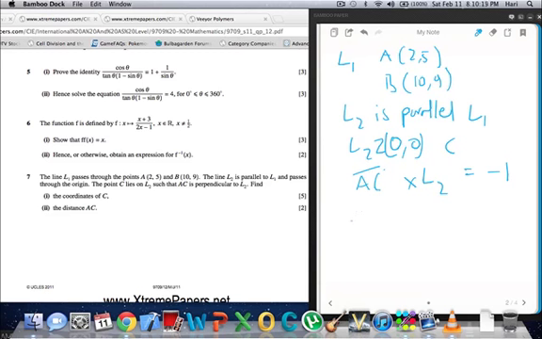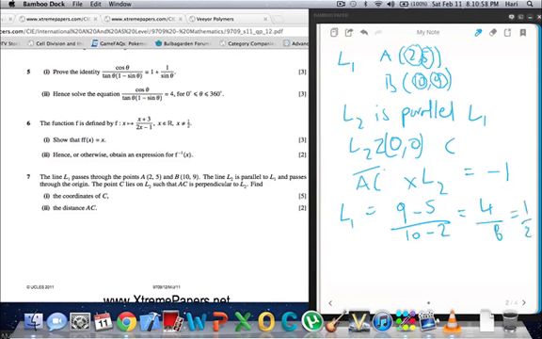How do we do this? So let's start with finding the equation of L2. We find the slope of L1. Finding the slope of L1, we know that y2 minus y1 divided by x2 minus x1. So 9 minus 5 divided by 10 minus 2. This is equal to 4 by 8, which is equal to 1 by 2.